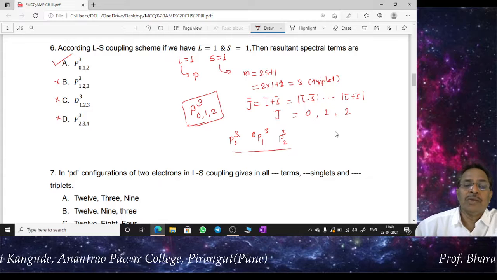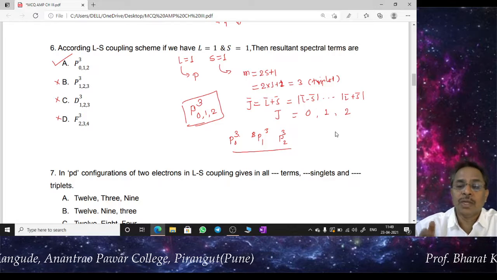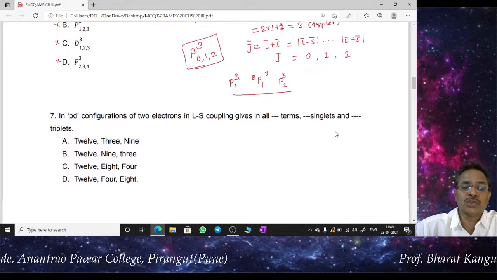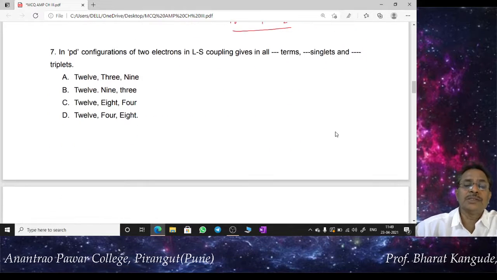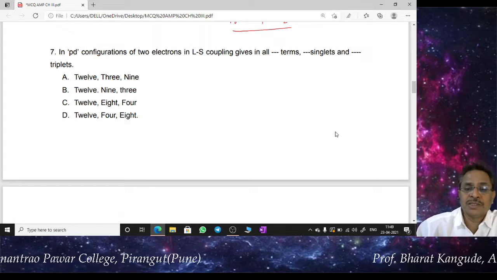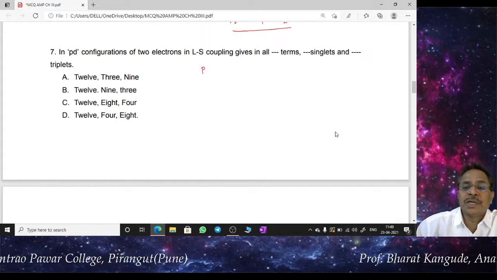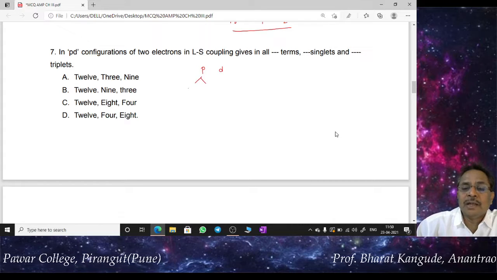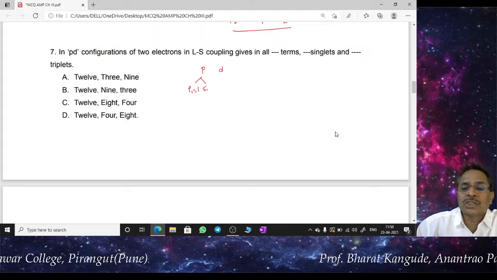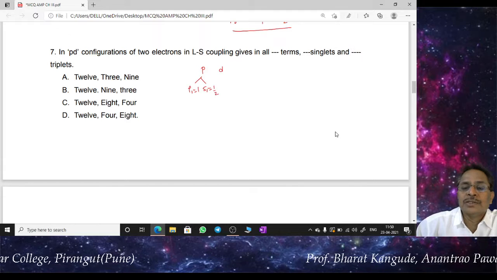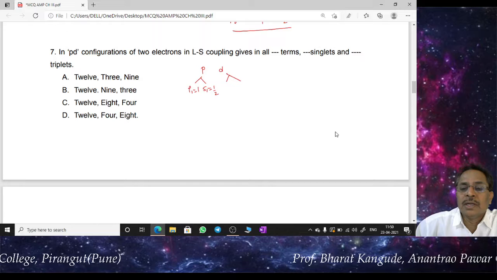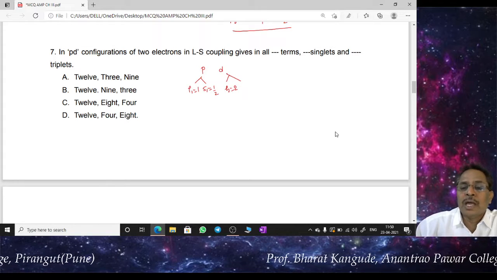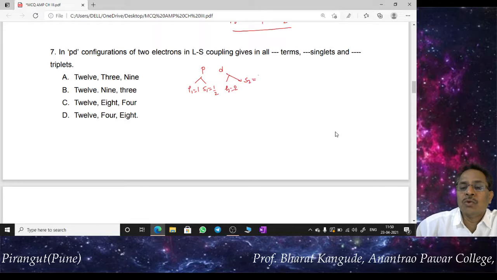So that is how we have calculated the term values of a two valence electron system using this LS coupling scheme as shown here. Now let's go to a PD configuration. As I said, one electron is in the P state and the second is in the D state. So naturally L1 is equal to 1 and S1 is equal to 1/2. Similarly for the second electron, since it is a D state, L2 is equal to 2 and S2 is equal to 1/2.